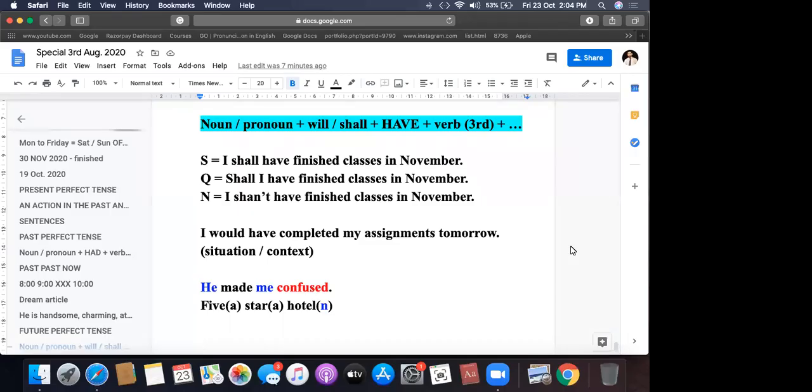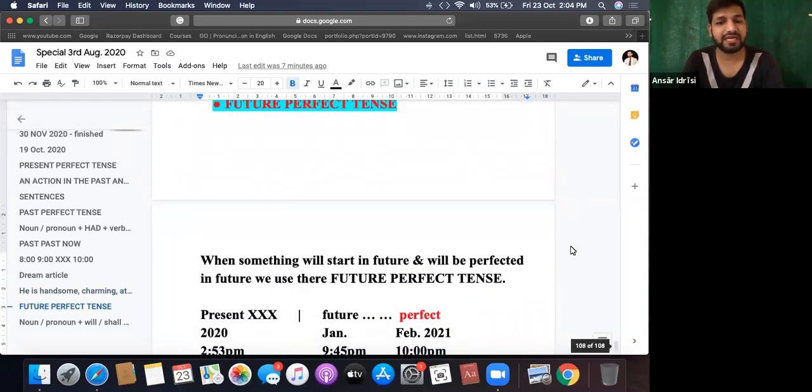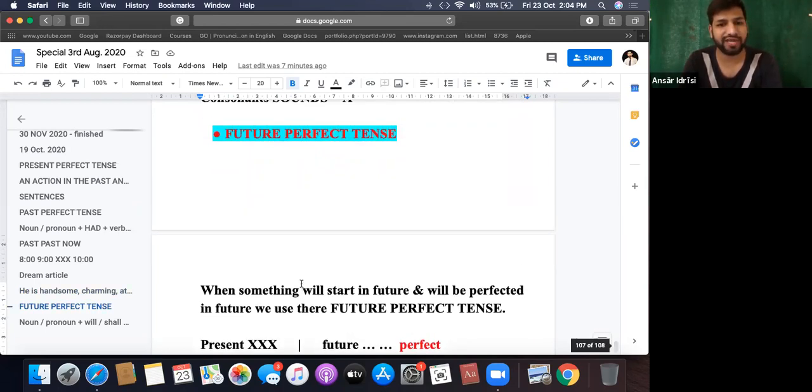I shall have been there. Shall I have been there? I shan't have been there. First of all, when do we use future perfect tense? When something is going to start in future and will be perfected in future, we use the future perfect tense. This is the definition I have already written here.